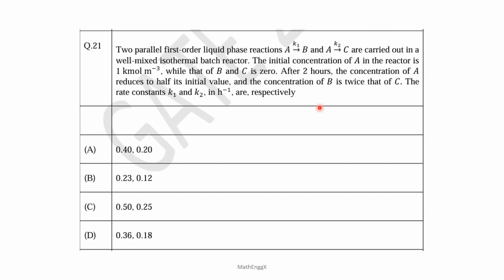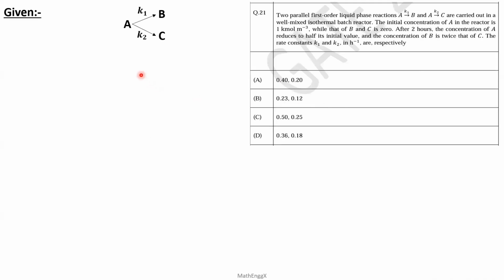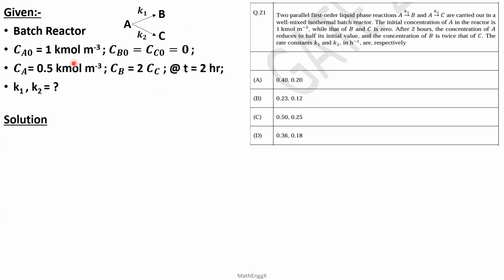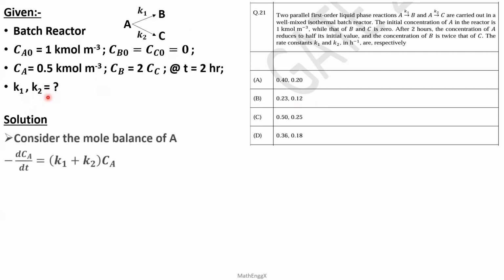So here is the representation of the given parallel reaction, A giving B and C. The reaction is carried out in a batch reactor and the inlet consists of only A. The concentration of A at the inlet is 1 kmol per meter cube. After 2 hours, it is given that Ca is equal to 0.5 kmol per meter cube, while Cb is equal to 2 Cc. Hence, we need to find the rate constants.